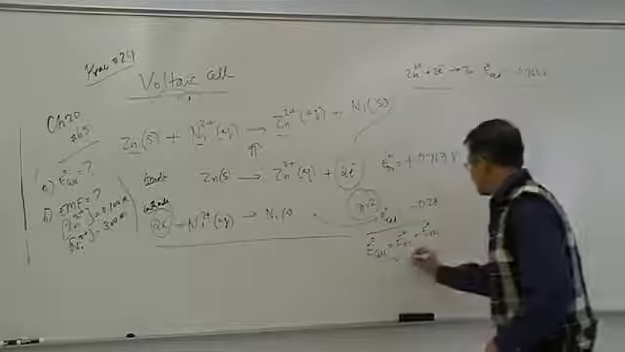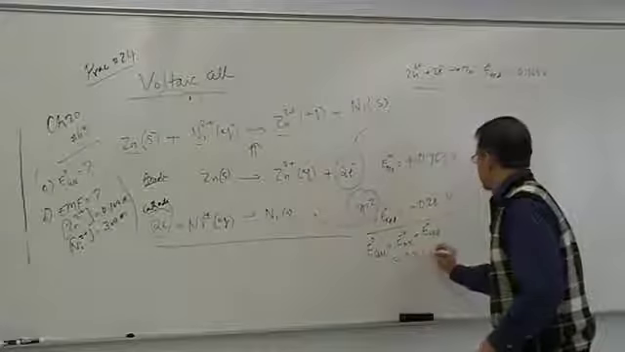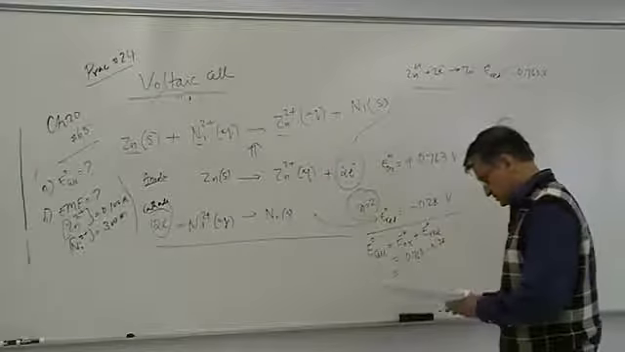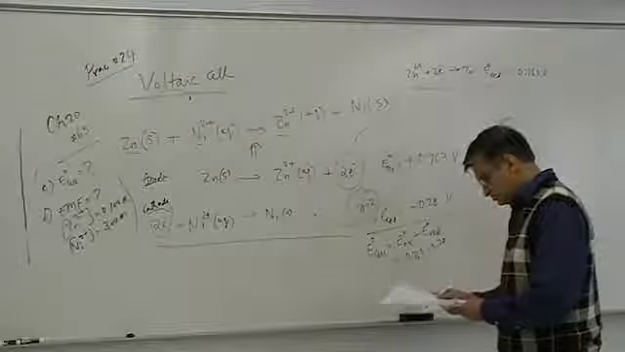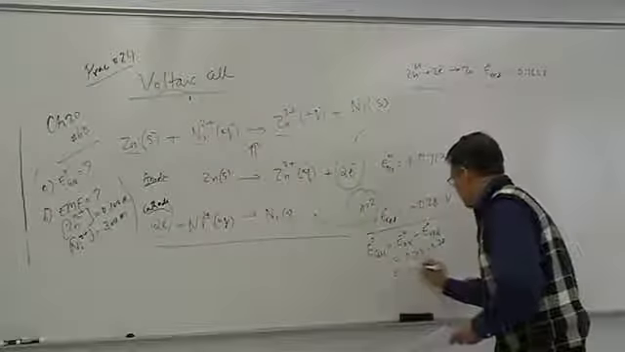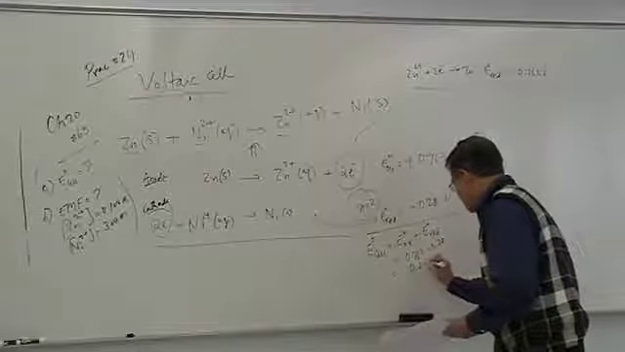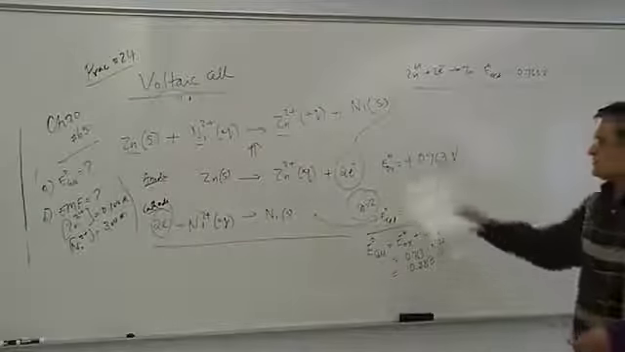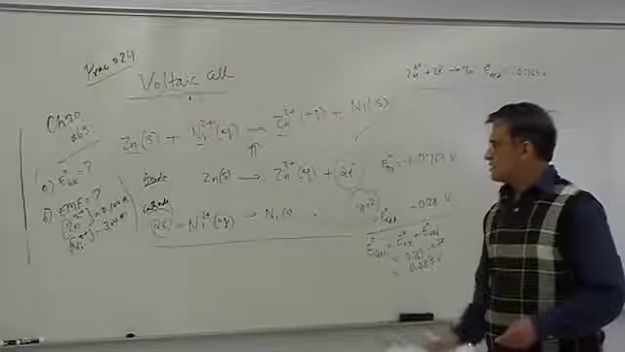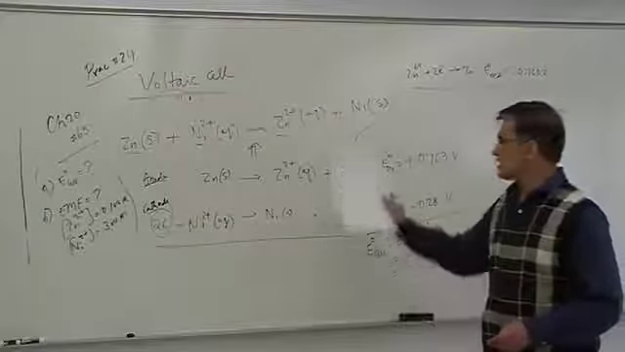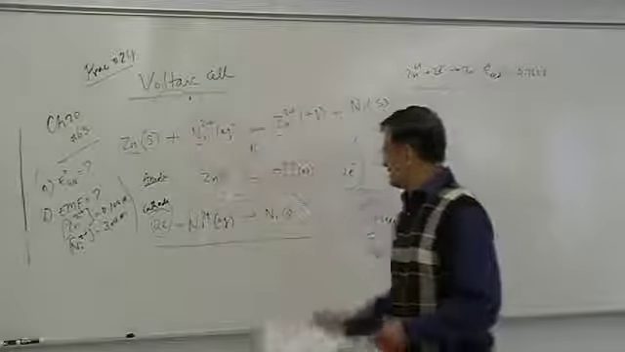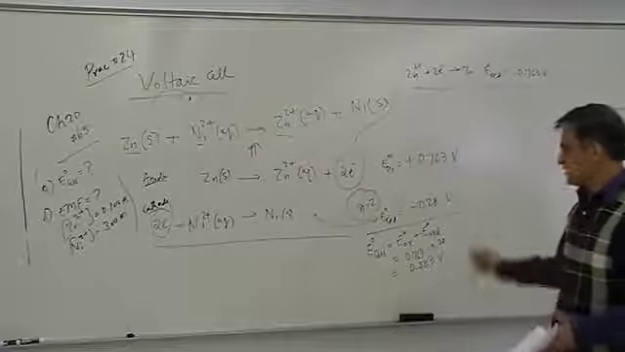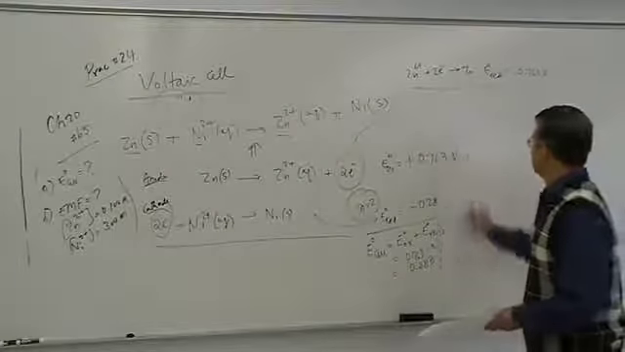So it'd be 0.763 minus 0.28. I just added these two numbers, and that would give me 0.483. So if this reaction happens under the standard state, 1 molar concentration of zinc, 1 molar concentration of nickel, the voltage that you're going to get will be 0.483. That's the answer to part A.